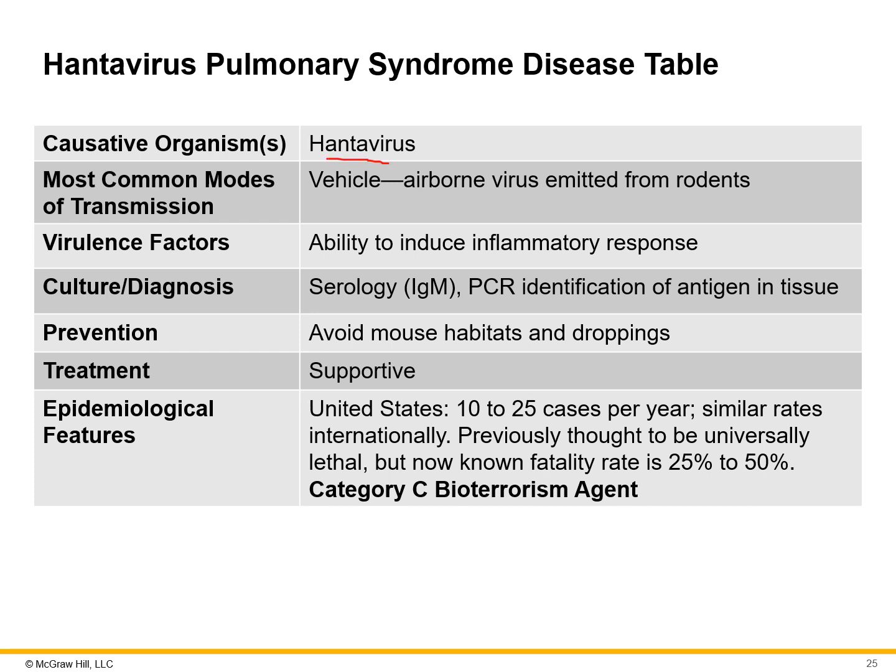So caused by the hantavirus, it's an airborne virus that's emitted from rodents. The virulence is the ability to induce severe inflammatory response. So prevention is avoiding mouse habitats and droppings, and supportive care is what is used. However, this is one that is listed as a bioterrorism agent.